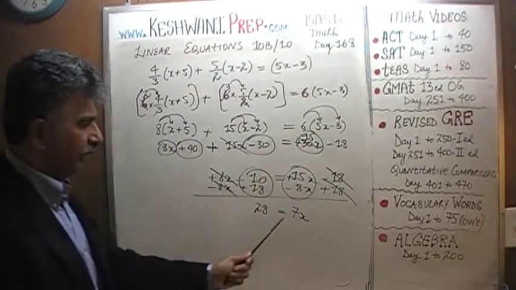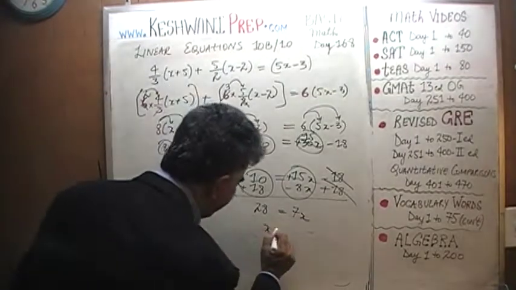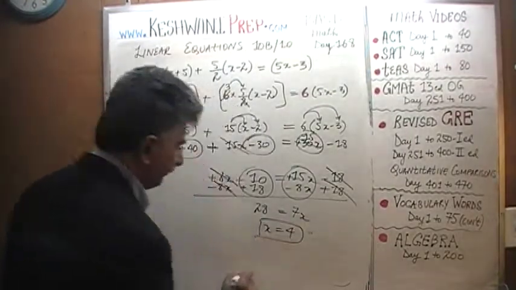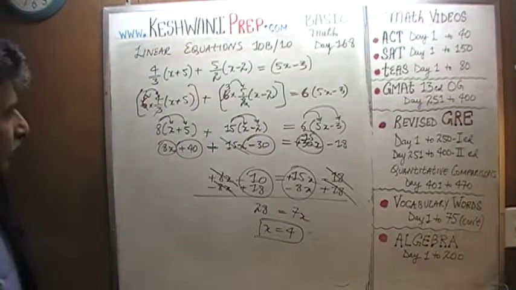Oh, there you go, that's very simple. Divide both sides by 7 and we find that x is equal to 4. That's it, we are done. x is equal to 4.